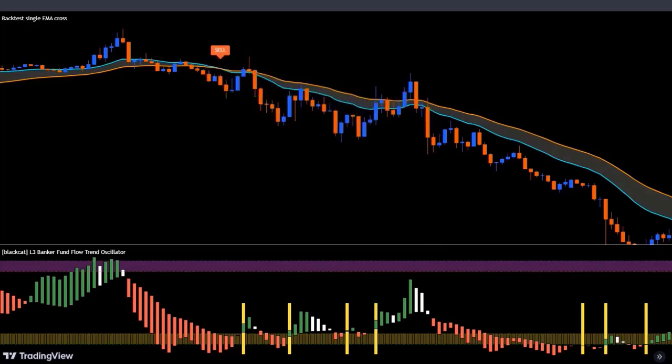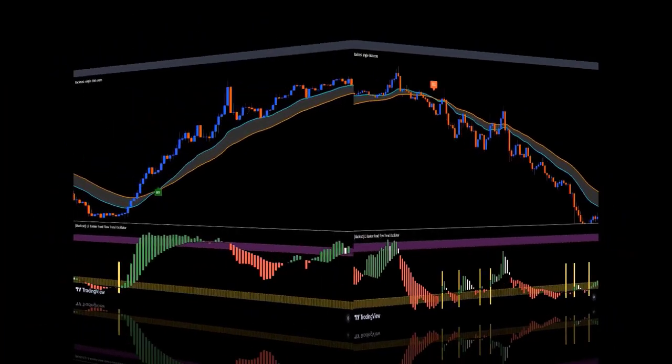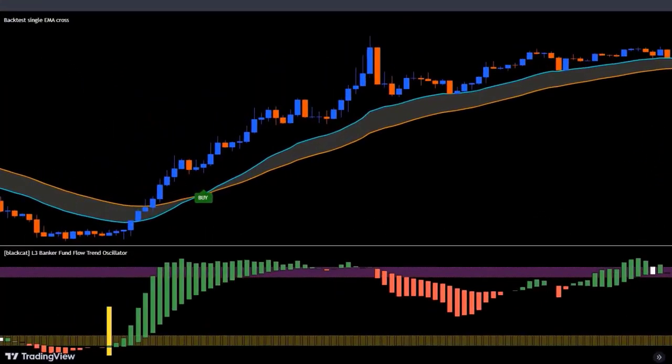Now, let's take a look at another example for better clarity. I have a 15-minute EURUSD chart in front of me and a buy signal has been generated here. As we can see, our candle should be of green color, which it is. All our buy conditions are being met and the price is above the crossover.